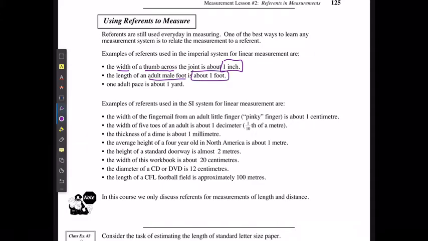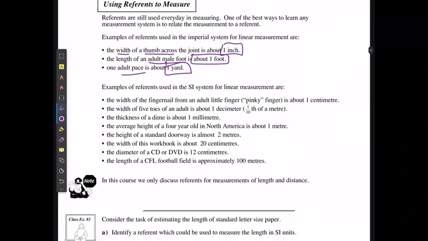Remember, it's always saying about because it's based on person to person. Some people will have smaller hands or smaller feet or whatever it happens to be, but for the most part, it's pretty close. It's within reason. And one adult pace is approximately 1 yard.